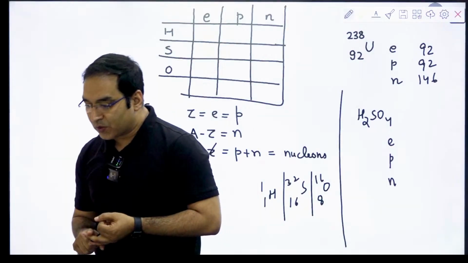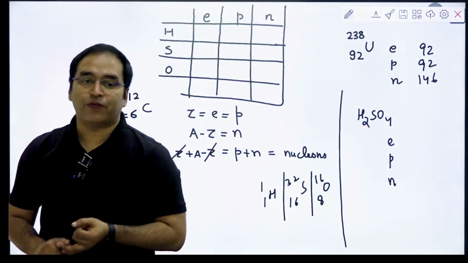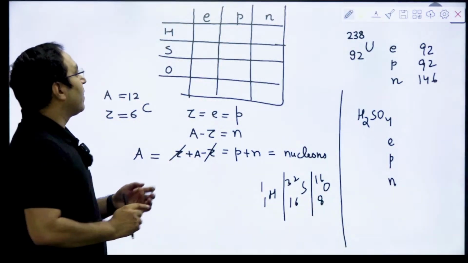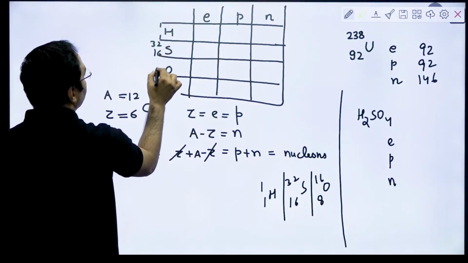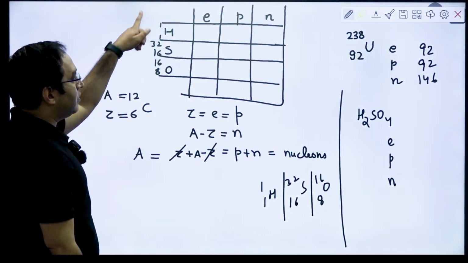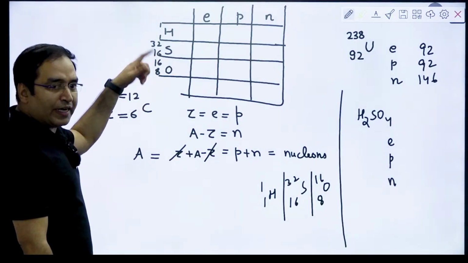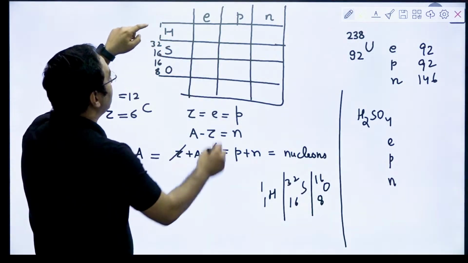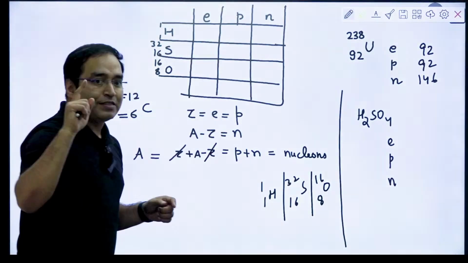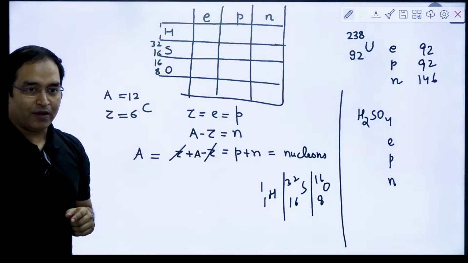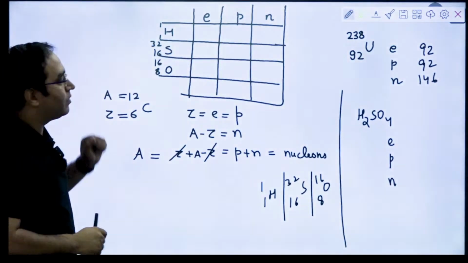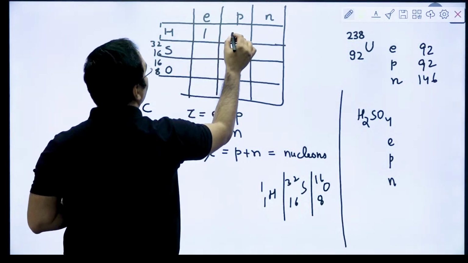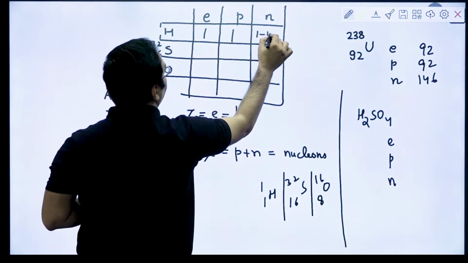So first you write this kind of table. H, S, O. What are H, S, O? These are elements of H2SO4. Now we write 1H1, 16S32, 8O16. What are these numbers? These numbers are Z and A values. Then what is Melinda? It's Melinda, right? M-E-M-I. Okay, Melinda. So what is E for this case? And P and N? 1 minus 1, that is 0.